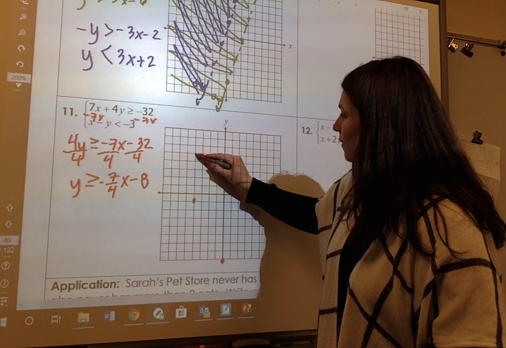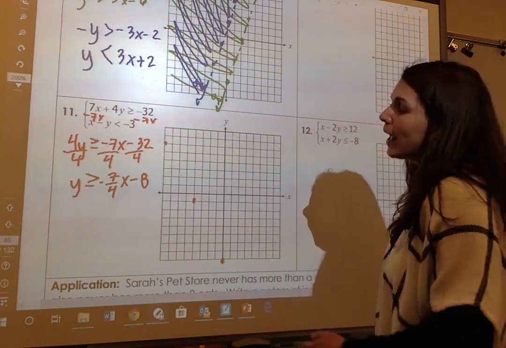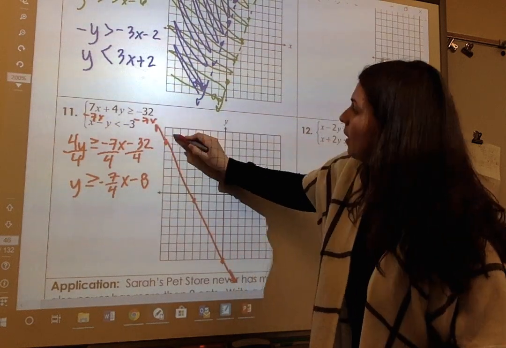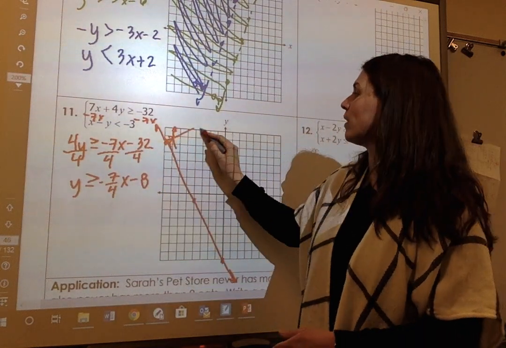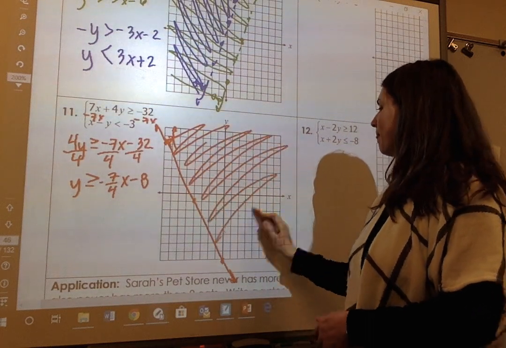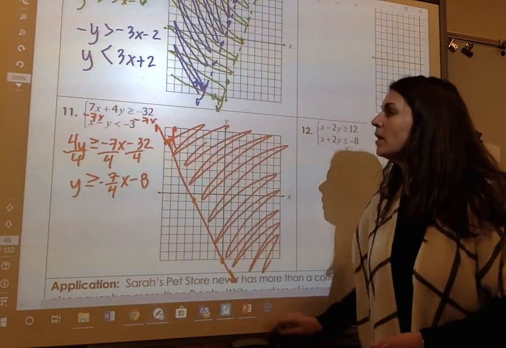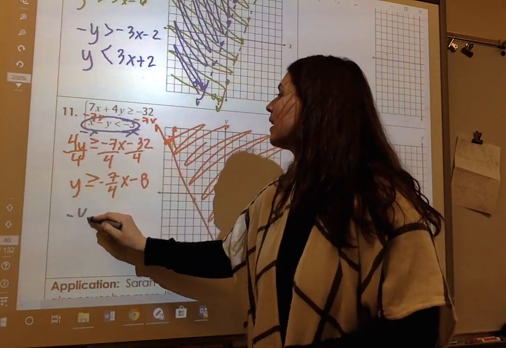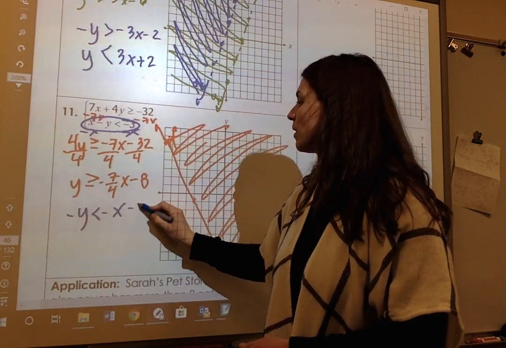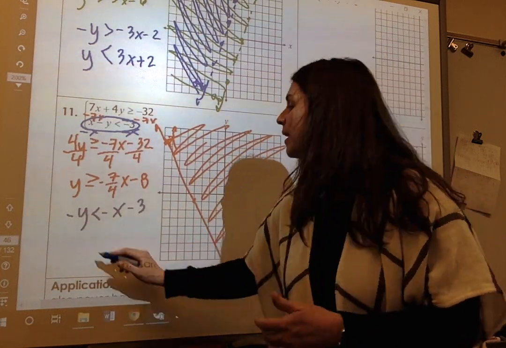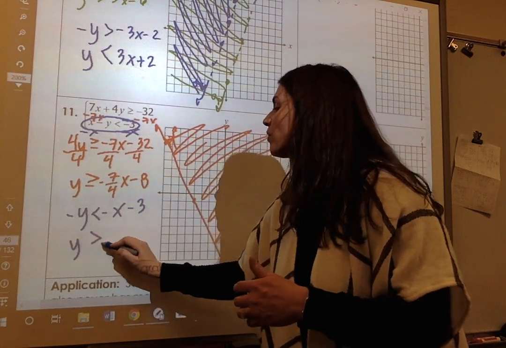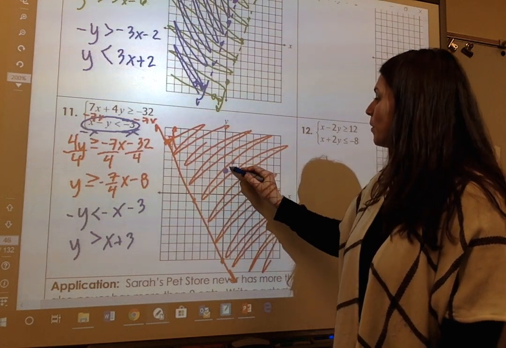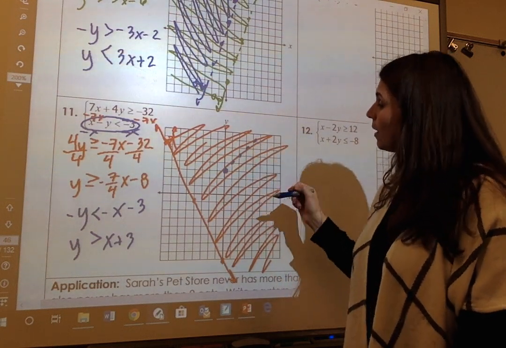Up 7, 4, 5, 6, 7 over 4. And it's equal to, so it's a solid line. Here's my skier. And y is greater than, so I shade above. That's that first line. The second line is here in blue, so I'm going to subtract x on both sides. I get negative y is less than negative x minus 3. And then I divide everything by negative, which means I flip my sign, and I get y is greater than x plus 3. So my beginning point is positive 3. My slope is up 1 over 1, up 1 over 1, up 1 over 1, up 1 over 1.